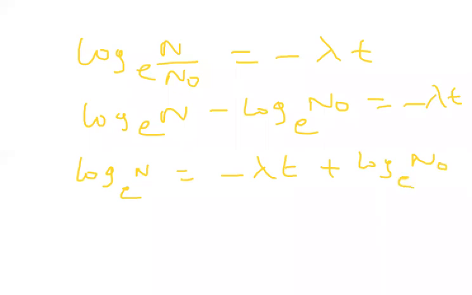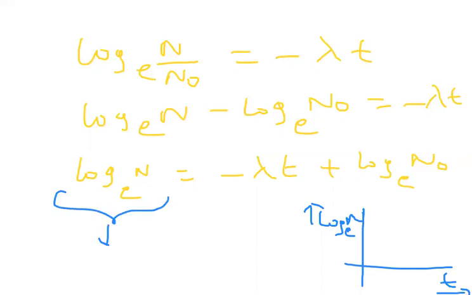Now the graph we are plotting is for what and what? I'm plotting the graph for log N base e and t, not N. So this graph is for log N base e and time. Observe here, log N base e is taken on the y-axis and time is taken on the x-axis.